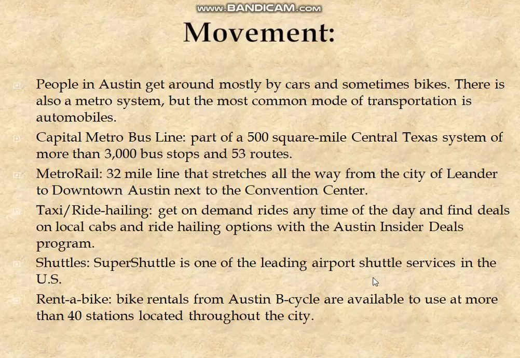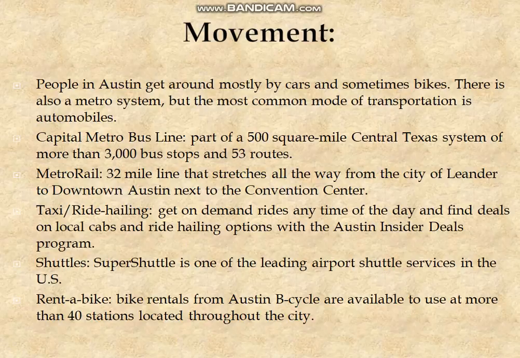Movement. So people usually get around in Austin by using automobiles, but there are other things such as bikes and a metro system, which I'm about to talk about right now. The Capital Metro bus line, which is located in Central Texas, is a 500 square mile system of more than 3,000 bus stops and 53 routes. There's also the Metro Rail, a 32-mile line that stretches all the way from the city of Leander to downtown Austin next to the convention center.